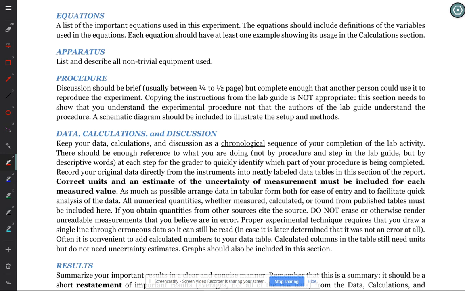Okay, then the procedure. The procedure should not be writing down the procedure that I wrote in the lab guide. As you probably have figured out by now, I can be really verbose. I have lots of long instructions. I try to make it as clear as I can, which I know sometimes makes it more confusing when you have so many words. But I want you to write a procedure in a succinct way that has enough detail that somebody else could read your procedure and do the experiment.